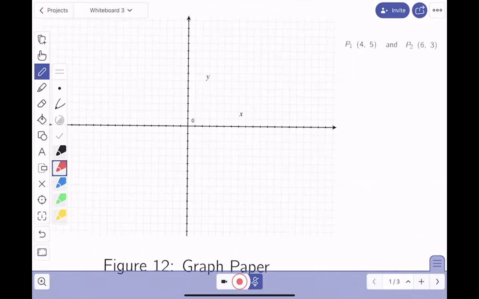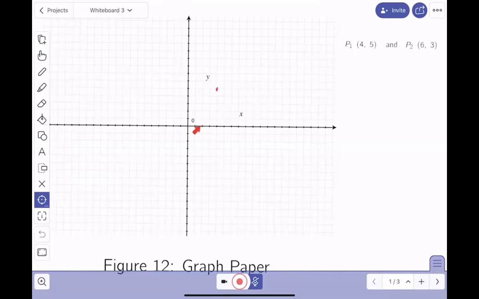All right, let me point out what I just did. 1, 2, 3, 4, and I'm up 5. 1, 2, 3, 4, 5. That's done. That's P1. Let's do P2. P2, I have to go over 6 and then up 3. Let me do that.